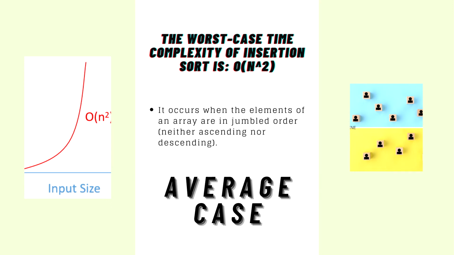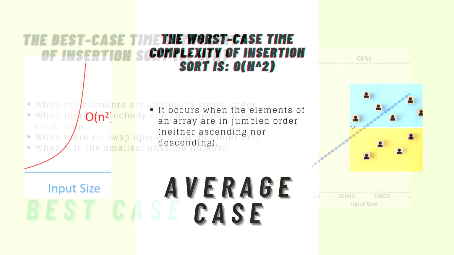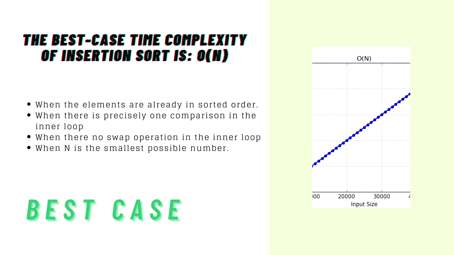The average case occurs when the elements of an array are in jumbled order, neither ascending nor descending. The best case time complexity of insertion sort is big O of n. When the elements are already in sorted order, when there is precisely one comparison in the inner loop, when there's no swap operation in the inner loop, and when n is the smallest possible number.